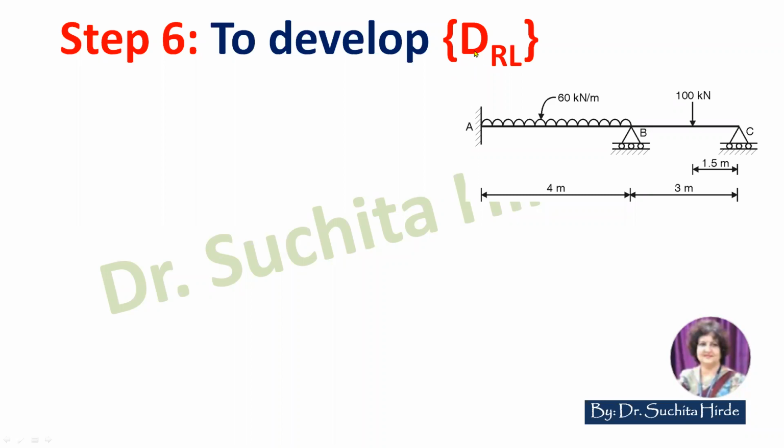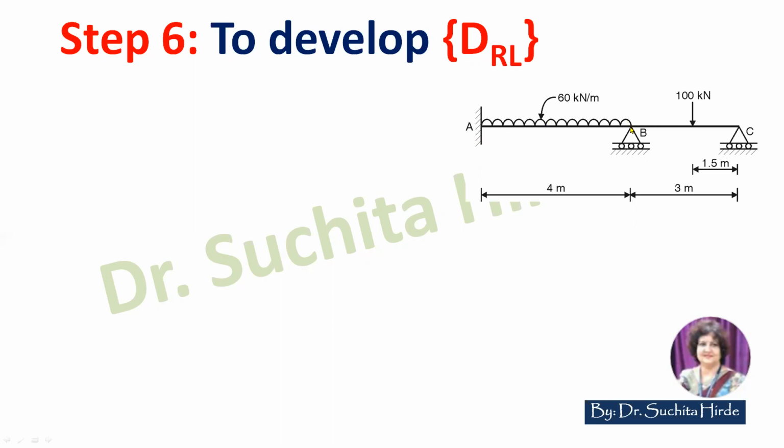DRL means displacement in released structure due to load. First of all, we have to draw the release structure. What is the meaning of release structure? In this continuous beam, we are considering MA and MB as redundant. So first of all, we have to remove the capacity of A and B to carry MA and MB. That means removing MA and MB from this original beam.